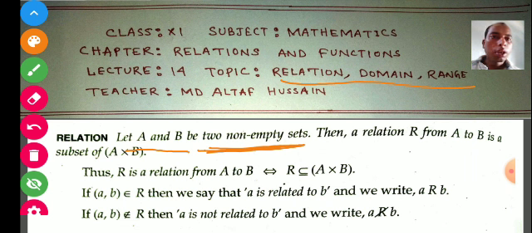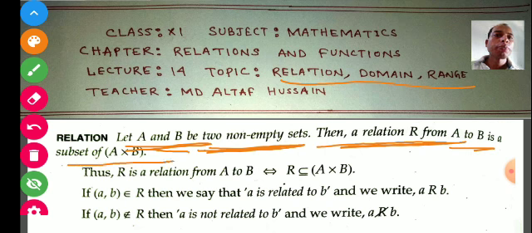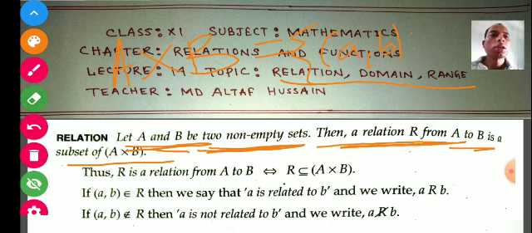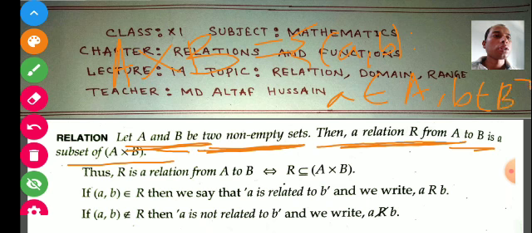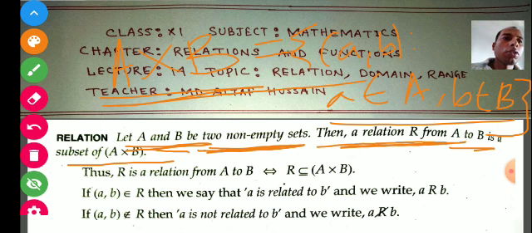So if A and B are two non-empty sets, then the relation R from A to B is a subset of A cross B. We already know how to find A cross B. A cross B is defined as the pairs (a, b) such that a is taken from set A and b is taken from set B. So this is the set builder form of A cross B.